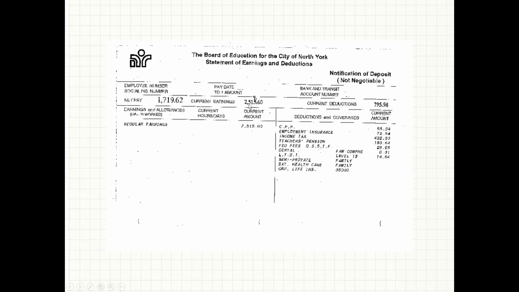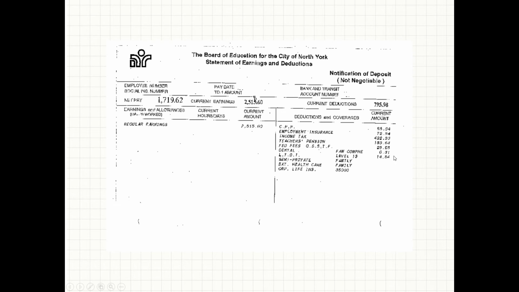So what we see here is a current earnings of $2,515.60. So this is the earnings before any deductions. So $2,515.60 is what we call the gross earnings or current earnings. Then we deduct the deductions, in this case a total of $795.98, to get the net pay of $1,719.62. So this is the amount that the actual employee gets to keep after paying off the deductions.